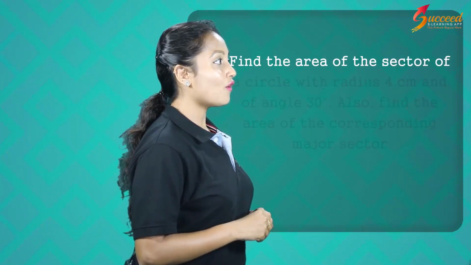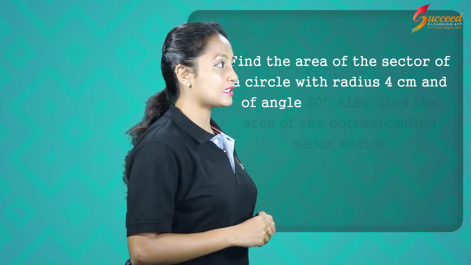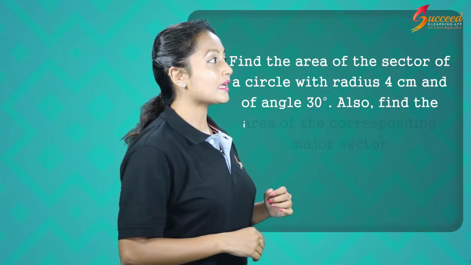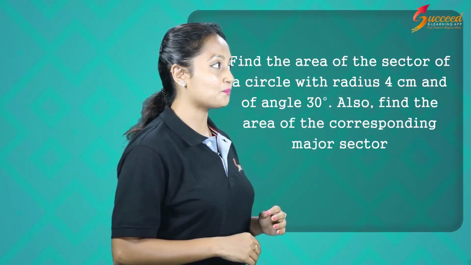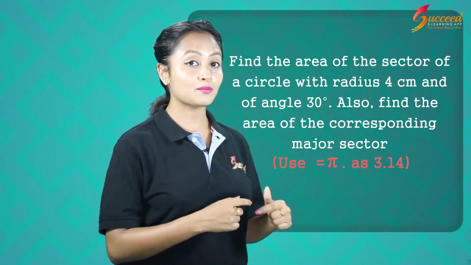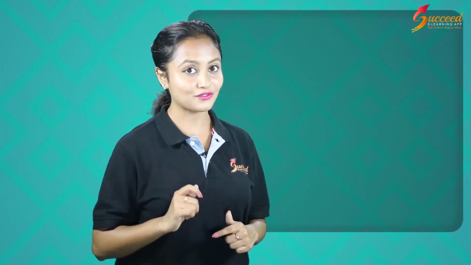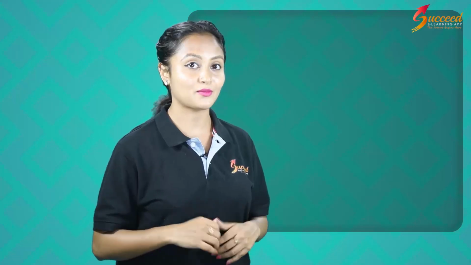Now, let us solve some problems to apply the knowledge that we have learned so far. Problem number 1. Find the area of the sector of a circle with radius 4 cm and of angle 30 degrees. Also, find the area of the corresponding major sector. Use pi as 3.14. In previous problems that we resolved, we had taken it as 22/7. When you actually resolve it, you get it as 3.14. So that is what is being given to us in this problem.